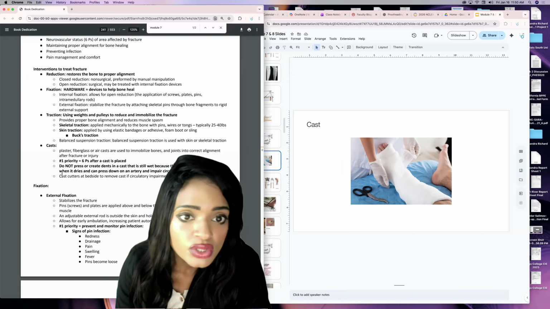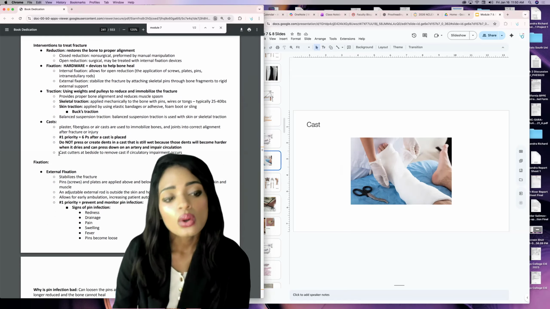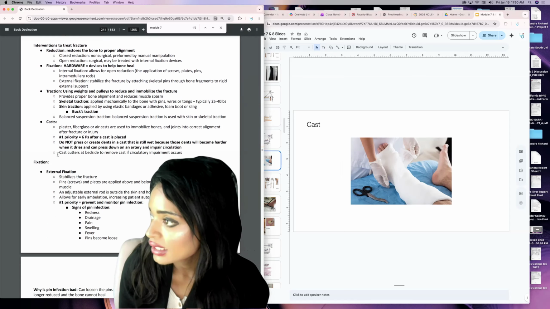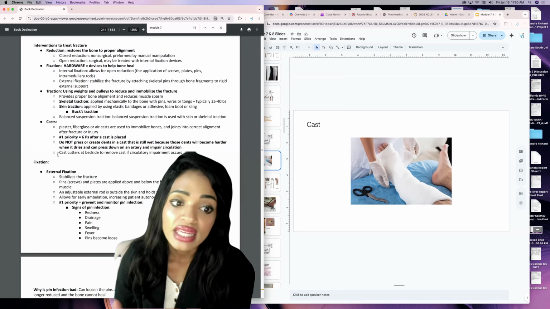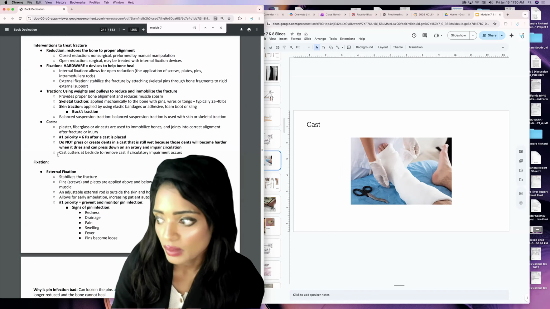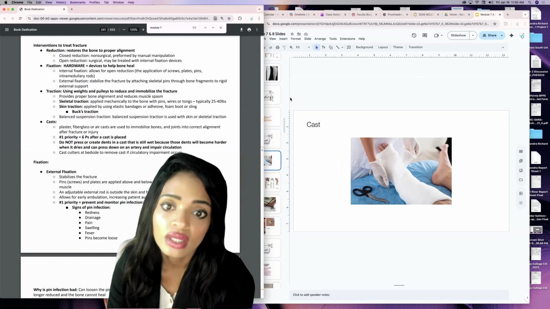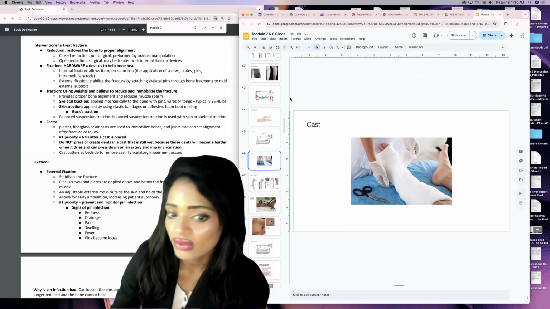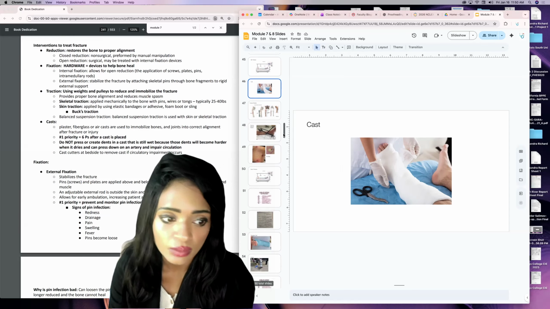We're on page 239 of the study guide. You always want cast cutters at the bedside for a person with a cast, so that you can remove it if you believe that extremity has a circulatory impairment, that blood flow is off, something is not normal. For example, the hand is very pale and cold, and I can't feel the pulse that I felt an hour ago, so that you can cut it off immediately and notify the healthcare provider.